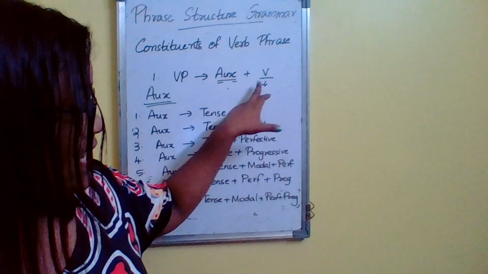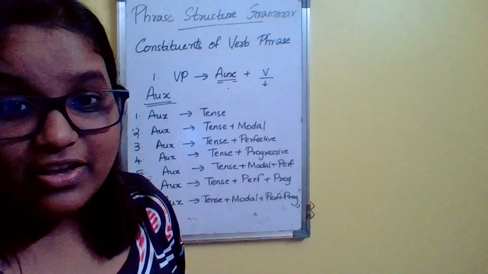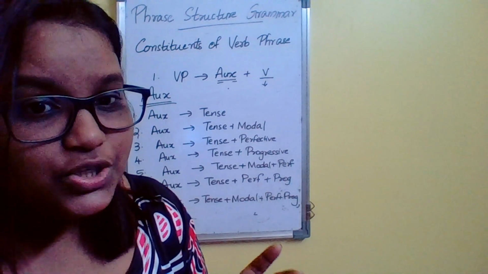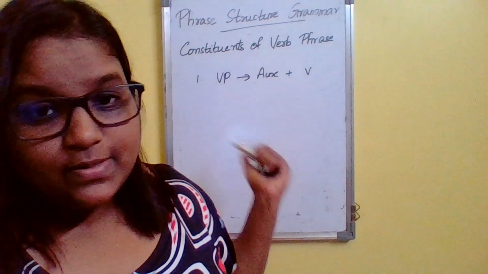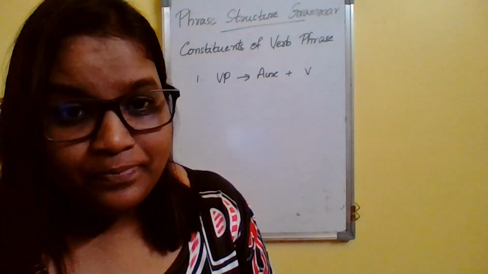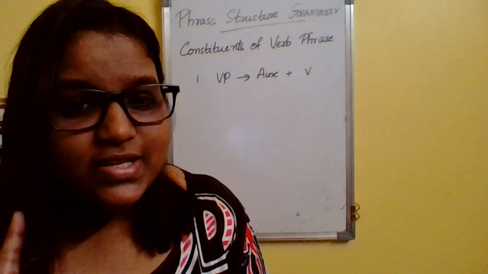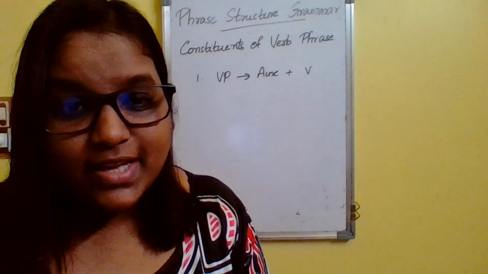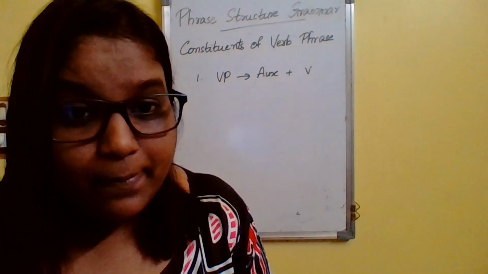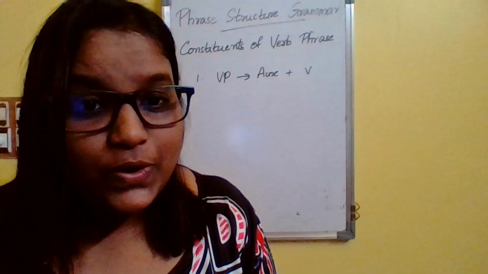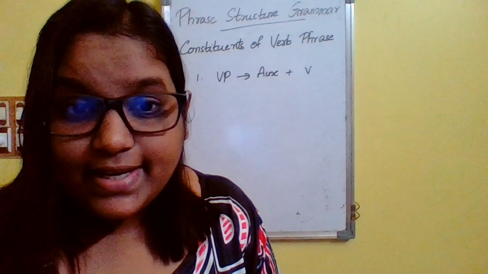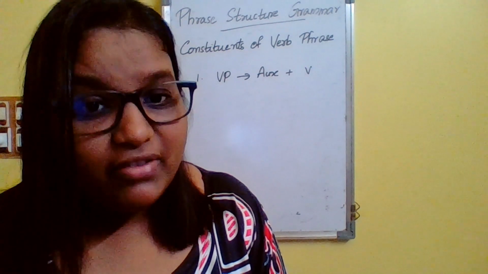Let's move on to the second element of our equation, which is verb. What can constitute a verbal? That's what we are dealing with now. So before discussing verbals, we have to deal with a second possibility of what can be verb phrase. We have already discussed one possibility of what can constitute a verb phrase, which is VP equals auxiliary plus main verb, or auxiliary plus verb. Now let's move on to a second possibility, or a second equation, of what can be a verb phrase.